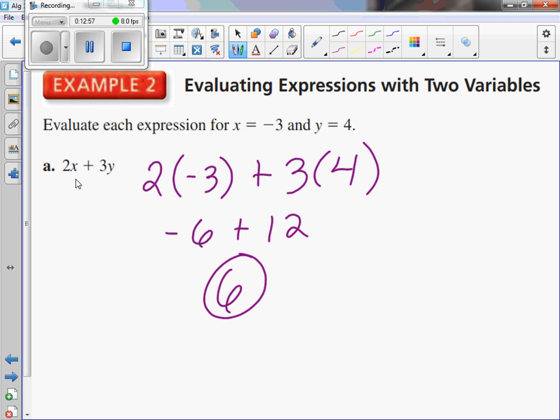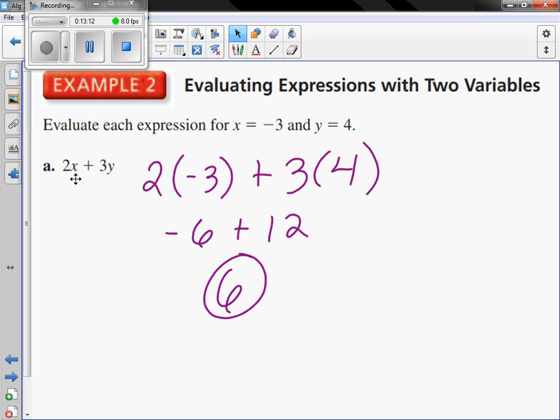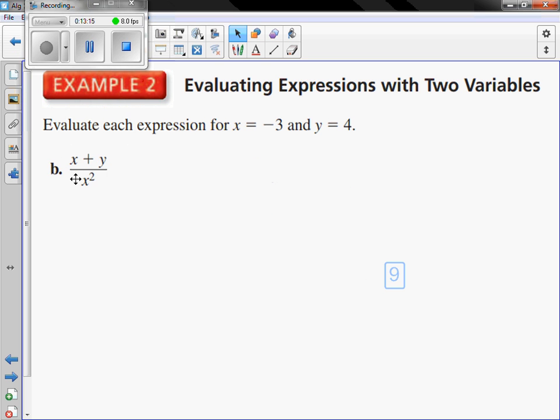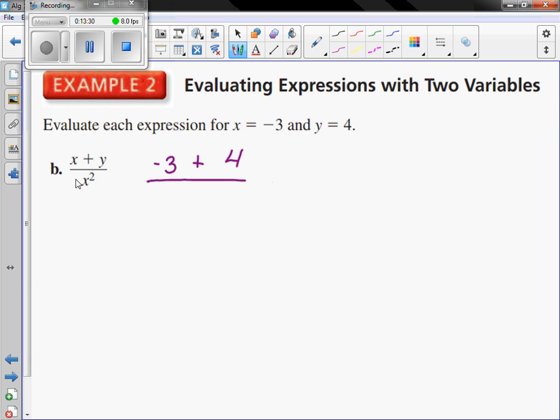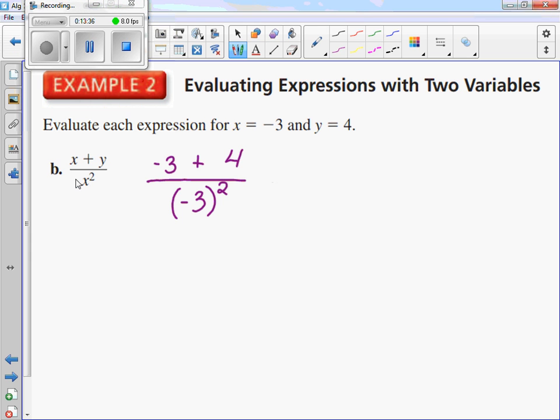Questions? A little impressive. So we're good? Okay. We ready for the next one? X plus y over x squared. So we'll plug in the values of x and y. So we have negative 3 plus our value of y, which is 4, over negative 3 squared. You have to be careful with the negative 3 on the bottom when you square it.